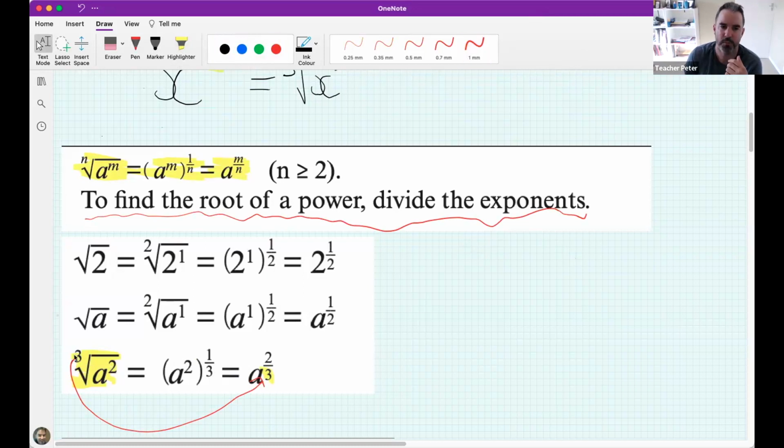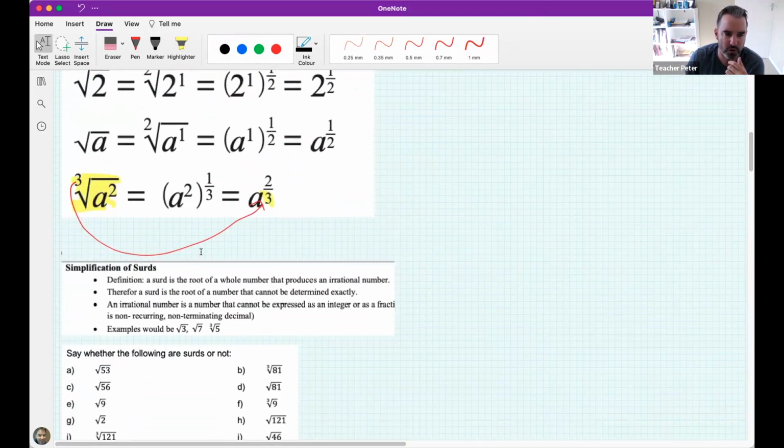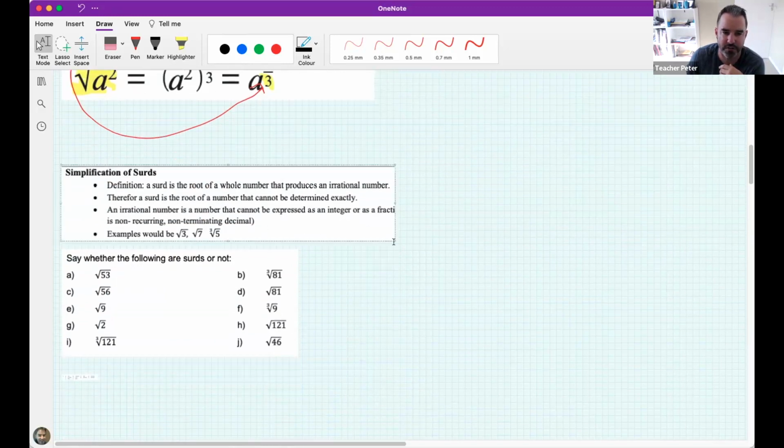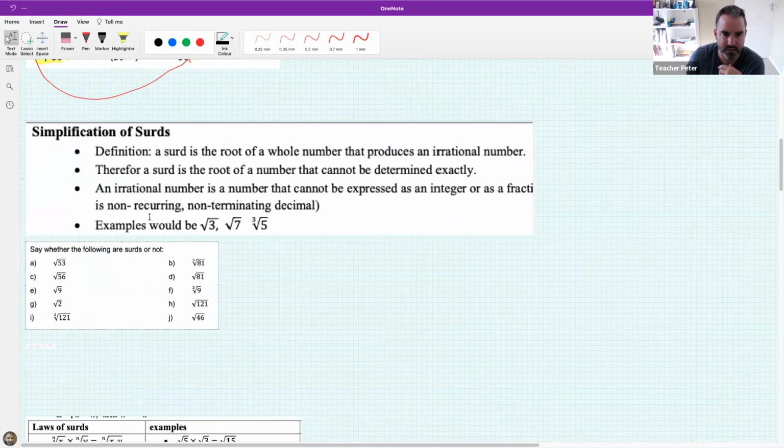Okay, so that is just a straight conversion. Now we're going to move on to what's called surds. This is a pretty common part of exponents and surds in terms of learning this topic. So what we have here is a definition of a surd. A surd is a root of a whole number that produces an irrational number.